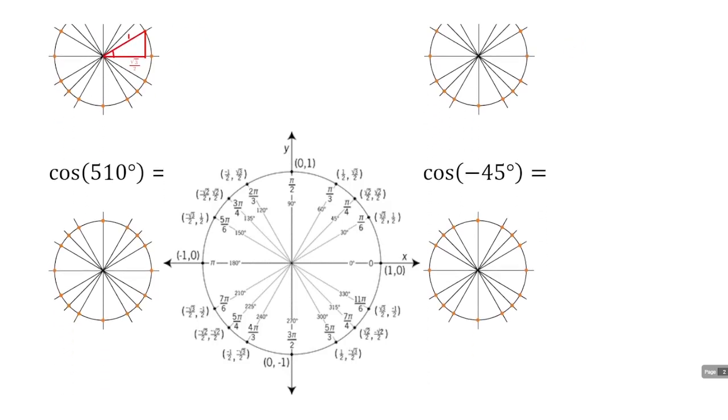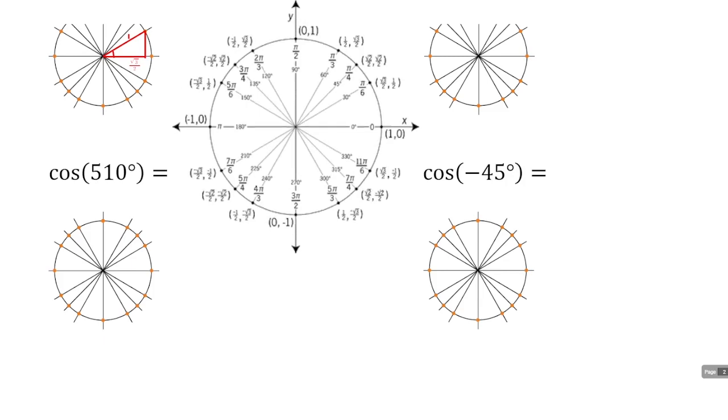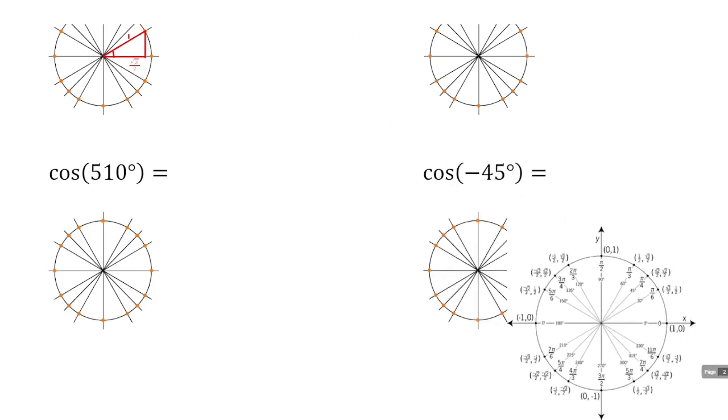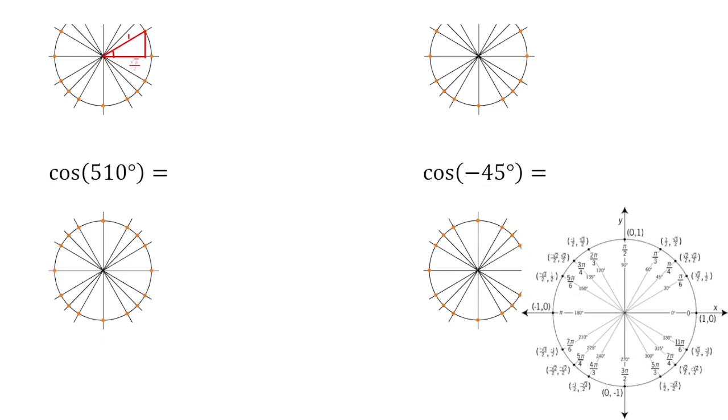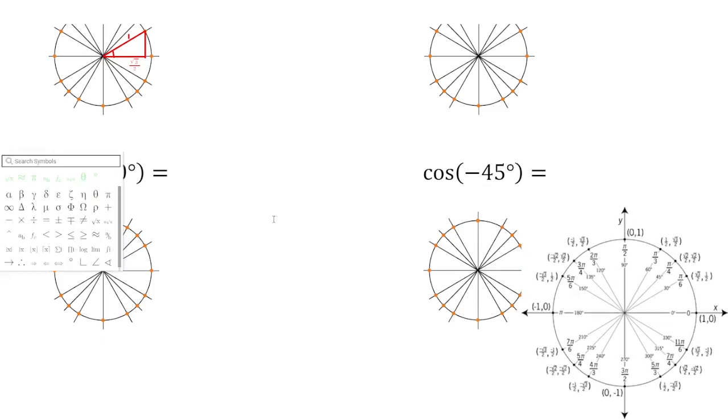Cosine of 510 degrees. Let me move this unit circle out of the way here, it's kind of getting in the way. Or maybe I'll put it over here in this little corner. Cosine of 510 degrees. Now 510 degrees, we don't see that on the unit circle itself.